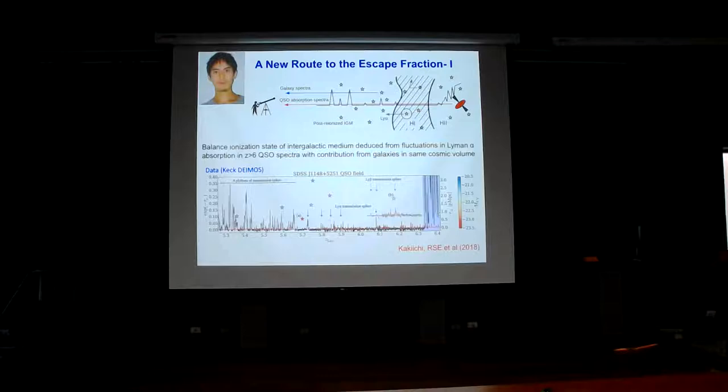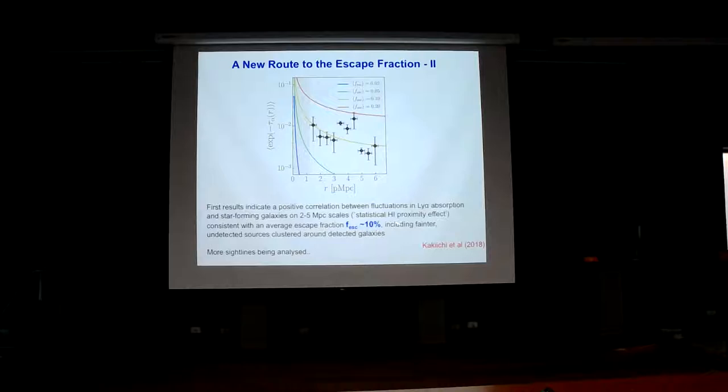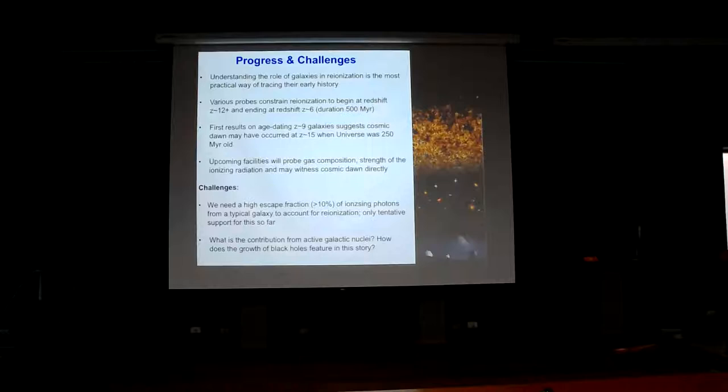This is another one of my postdocs, Koki Kakichi, and he's correlating the positions of galaxies with fluctuations that I showed you earlier in the spectrum of a quasar. And if we look at that in detail, it's giving us an average fraction of about 10% or so. So I realize this is all a little bit technical, but that's pretty well the end of my talk. Let me just try to summarize in simple terms where we are.